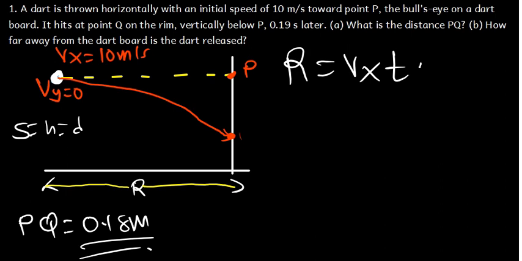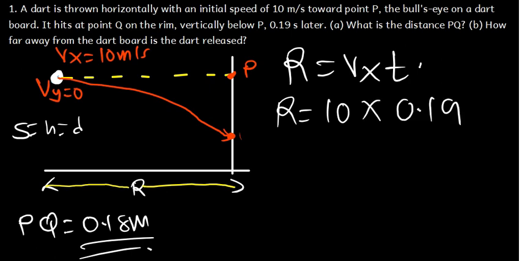In most cases, they are going to give you this Vx. But in a case where you have got an angle, you need to resolve this into x component, where you're going to say Vx is equal to V cos theta. But in this case, we have our Vx already, which is 10. And the time we have already is 0.9. So we're going to have our range to be equal to 10 times 0.19. So this is 1.9.